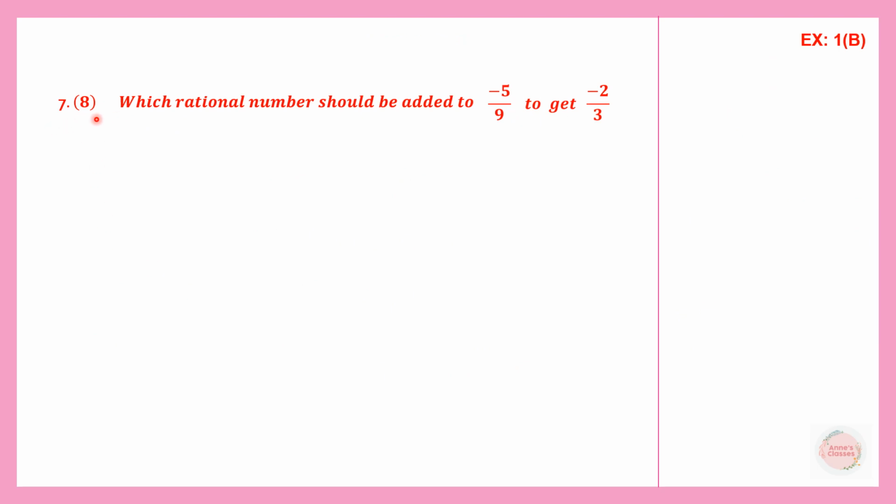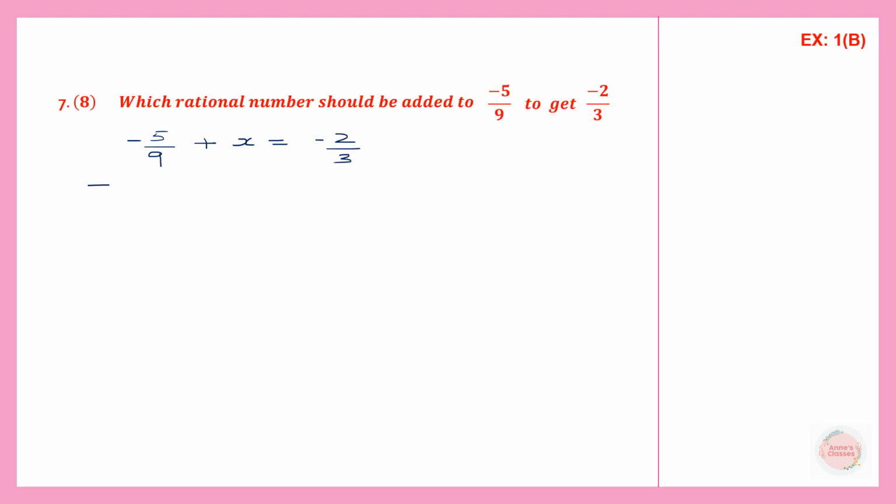Question 7, which is 8 in the new book. Which rational number should be added to minus 5 by 9 to get minus 2 by 3? So here minus 5 by 9. Now what is the rational number to be added to this? So let's consider that rational number to be x. Now what should we get? We should get minus 2 by 3.